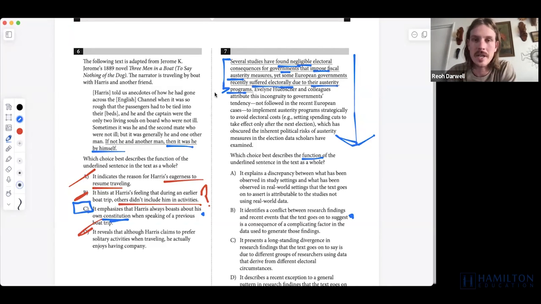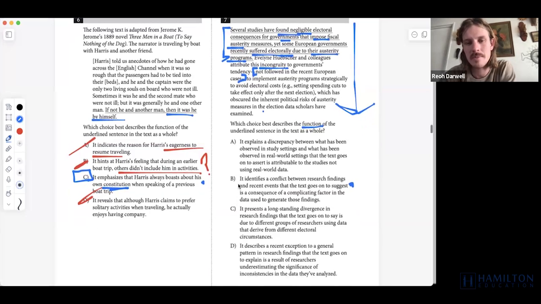So now we can't just look at only that to get this. We read the rest of this, right? So what is this? What would they attribute this to? They attribute this incongruity, right? This thing that shouldn't make sense, to government's tendency, which is not followed in the new example, to implement austerity programs strategically to avoid electoral costs, aka they do it when people will forget about it for the next election, which has obscured the inherent risks of austerity in election data. All right. So B describes this perfectly.